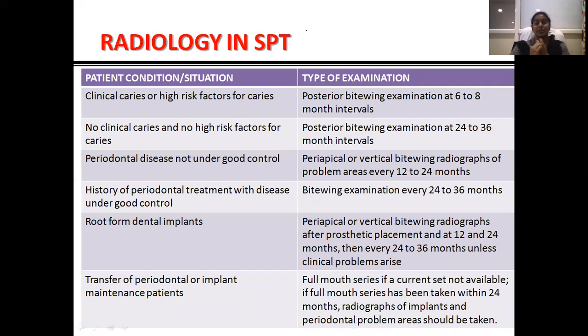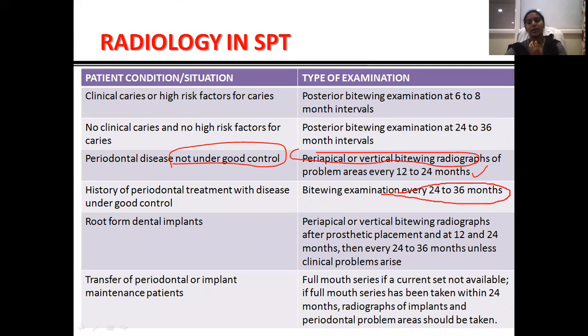So yeah, radiology in support of periodontal therapy. Once the patient's treatment is completed, you need to take the radiographs at particular intervals. If the patient has high risk factors for caries, then posterior bitewings have to be taken every 6 to 8 month interval. Now I'll go to the periodontal part. If the patient has periodontal disease and it is not under good control, the periapicals or vertical bitewings have to be taken in the problem areas every 12 to 24 months. If the patient has a history of periodontal treatment, but now the disease is under good control, then bitewings have to be taken every 24 to 36 months.